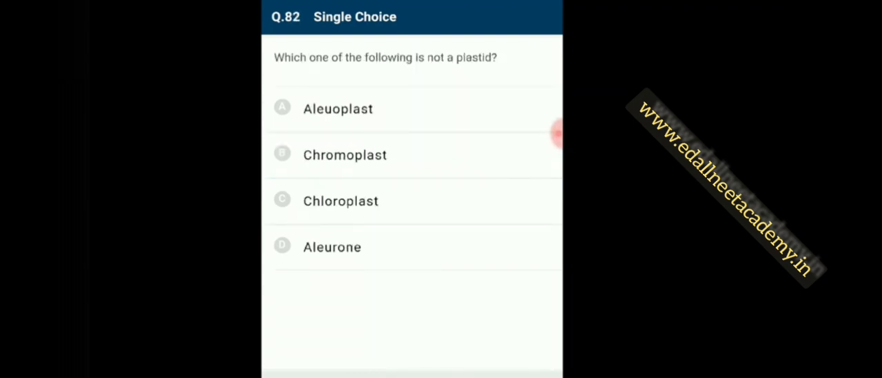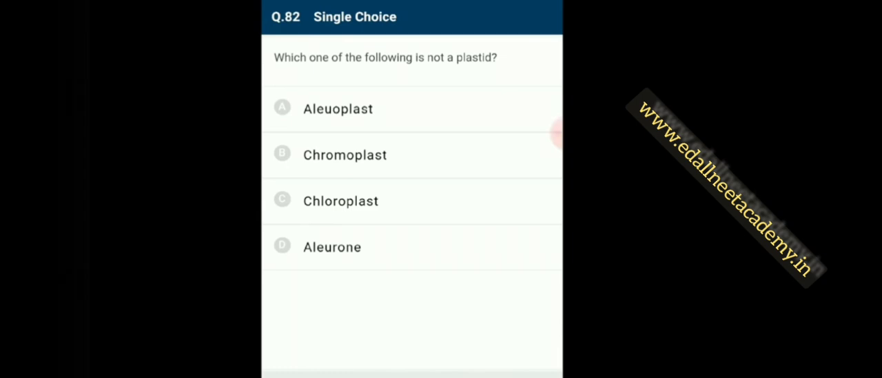Question number 82. Which one of the following is not a plastid? Plastids are membrane-bound organelles found in cells of plants, algae, and some other organisms from the eukaryotic group. These organelles are involved in either making food or storage of food. Plastids are further divided into groups such as leucoplast, chromoplast, and chloroplast. Chloroplast is involved in making food via photosynthesis.